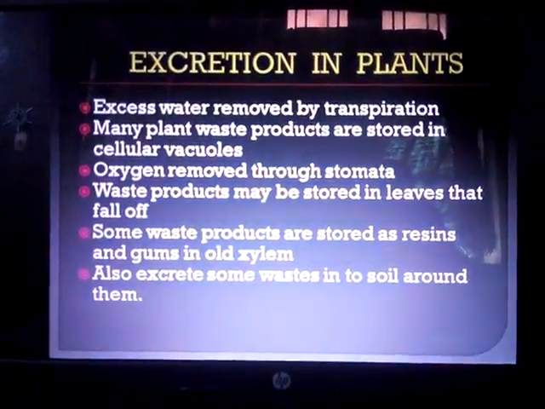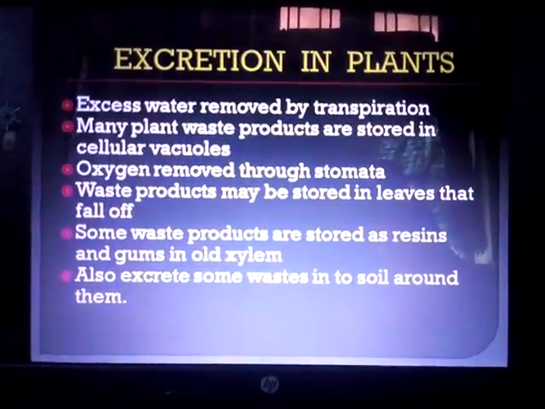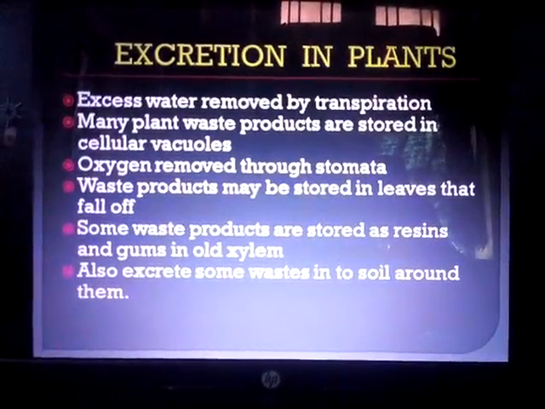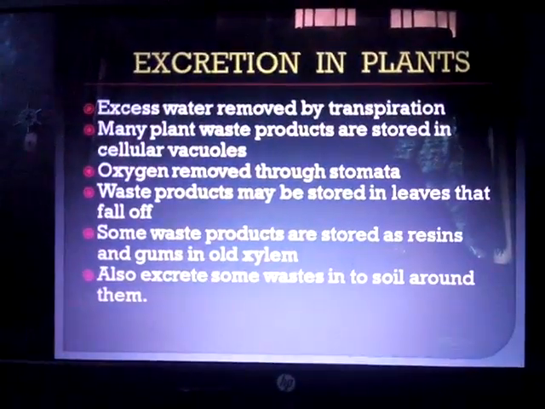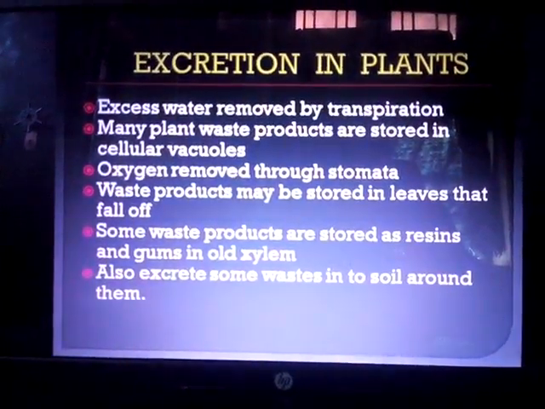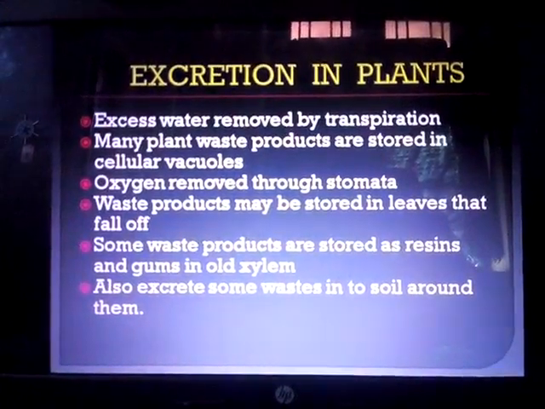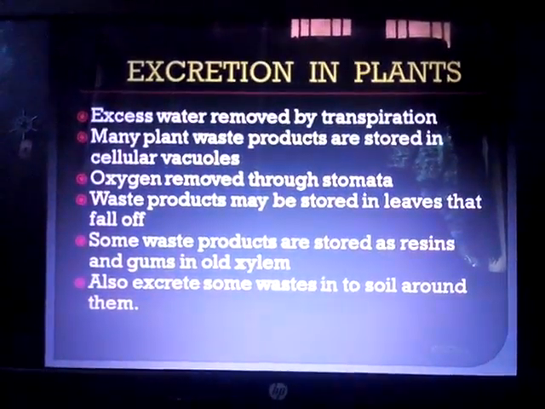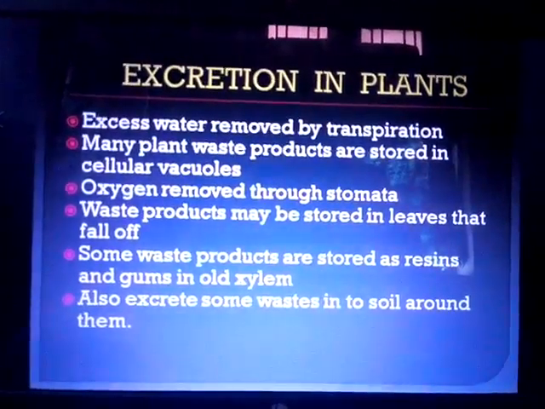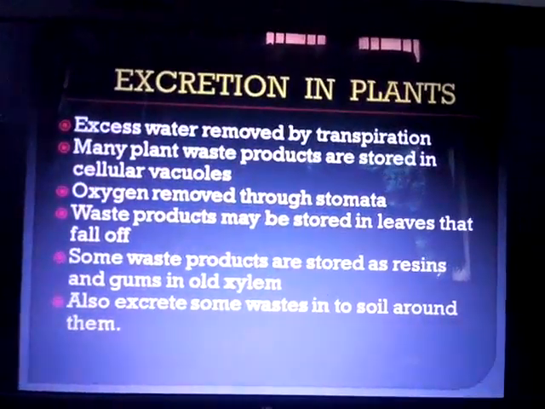And the waste products may be stored in leaves and that fall off. Some waste products are stored as resins and gums in old xylem. This method is only used by some plants, and some plants also excrete the waste into the soil around them. These are the different methods used by the plants for the excretion of waste materials.